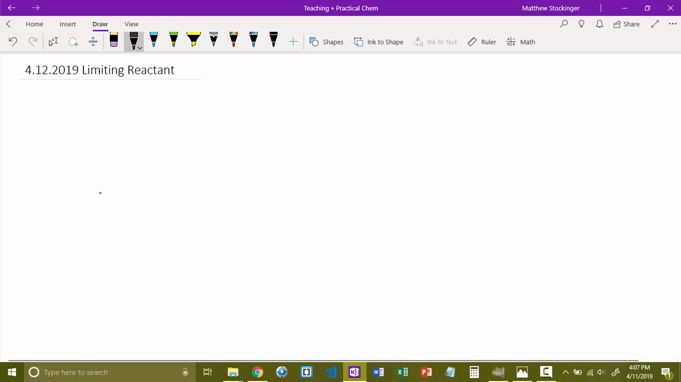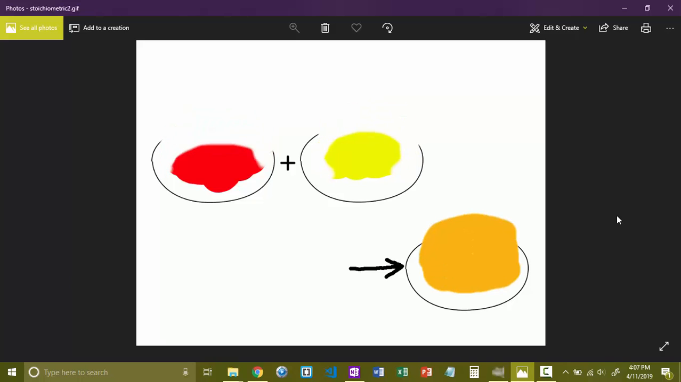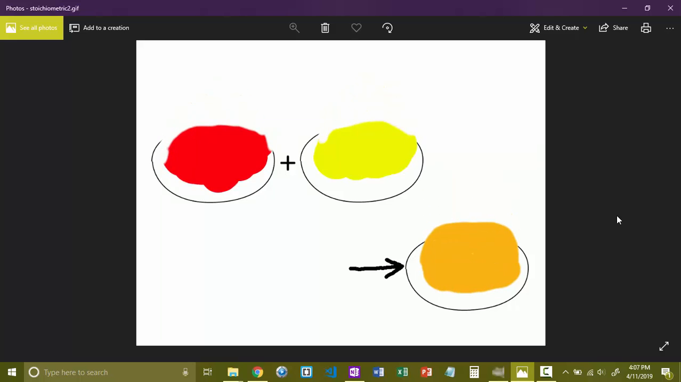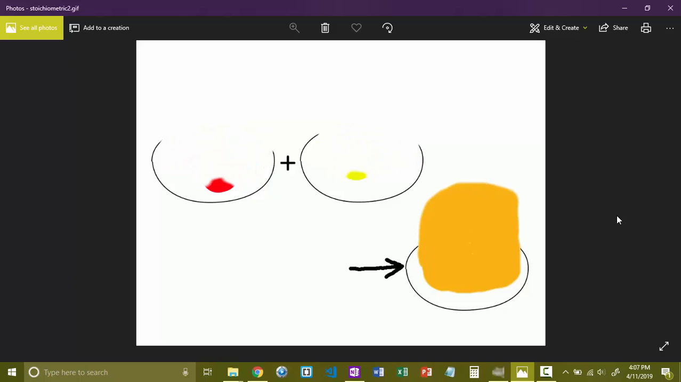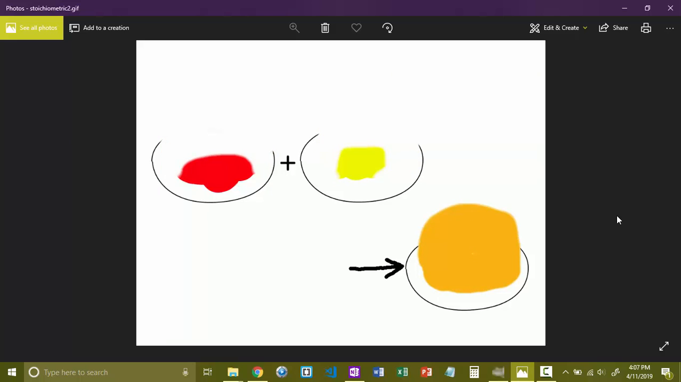In this video, I'm going to teach you about the concept of the limiting reactant in a chemical reaction. The basic idea is, when you run a chemical reaction, here's a reaction between some red stuff and some yellow stuff, and that's going to create this orange stuff. In your mind, you assume that both the red and the yellow are going to get totally used up, and that's going to create the orange stuff, and when the reaction is over, all the red will be gone and all of the yellow will be gone, just like it shows in this animation.